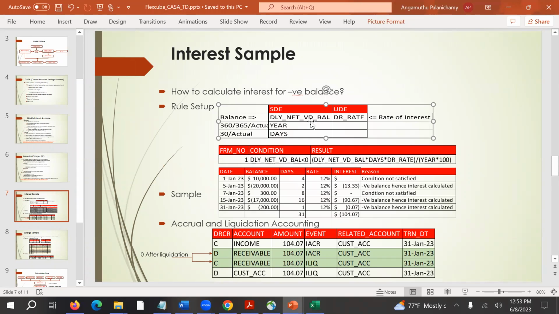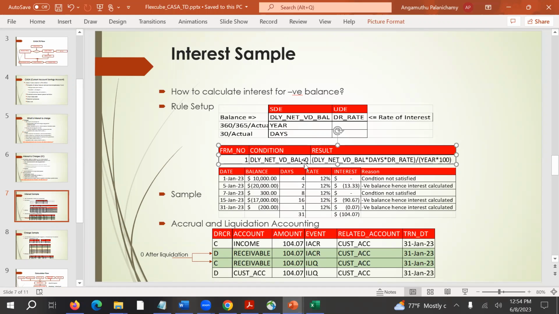So as I said, here I have given for the debit balance. Balance will be the SDE, year and days, and debit rate will be there. This will be the formula number, condition, and result. Next expression I can put daily net variable greater than 0, and then I can put another one, but any one only will execute. I can have another formula for another interest. So in one rule itself, I can give two different interests, credit interest and debit interest, both.